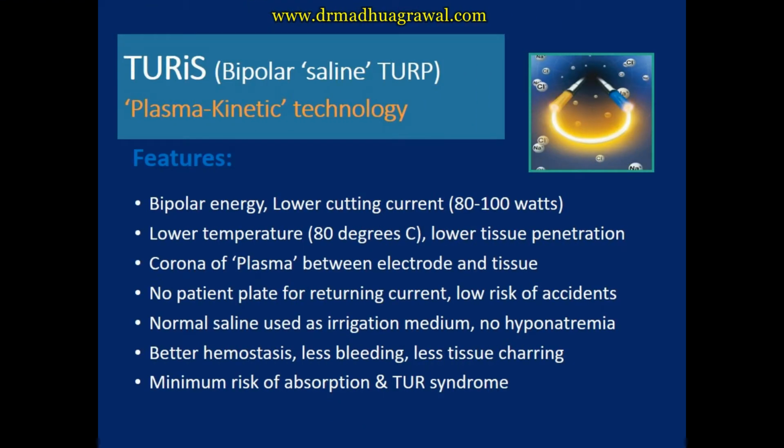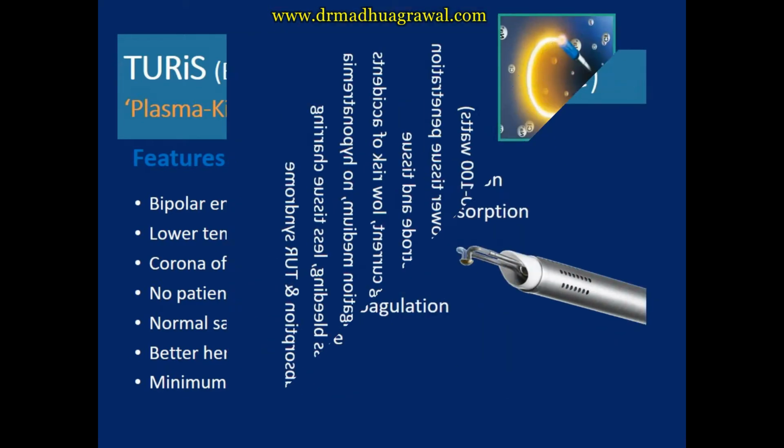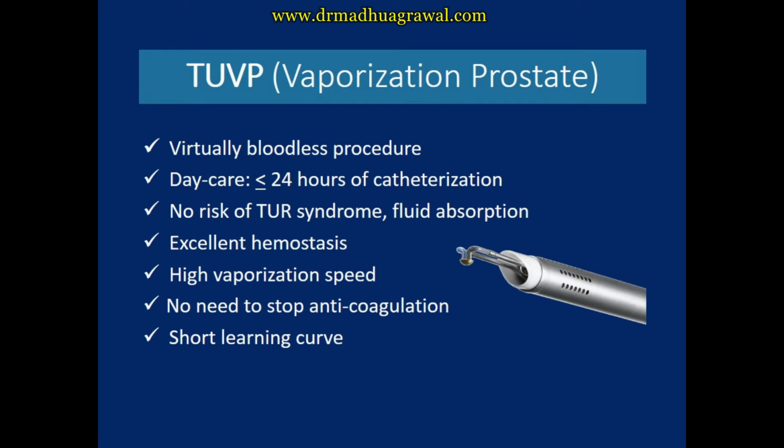There are various advantages of using plasma-kinetic technology in transurethral resection of the prostate. It uses bipolar energy with lower cutting current, which leads to lower tissue penetration. It generates a corona of plasma between electrode and tissue with better hemostasis, less bleeding, less tissue charring and minimum risk of absorption in TURIS syndrome.